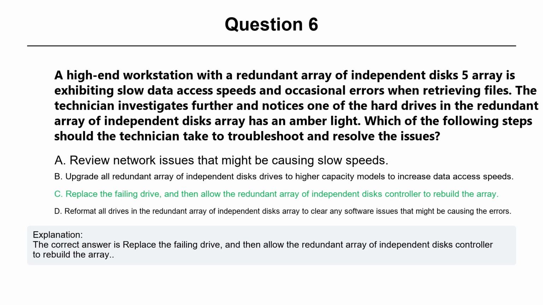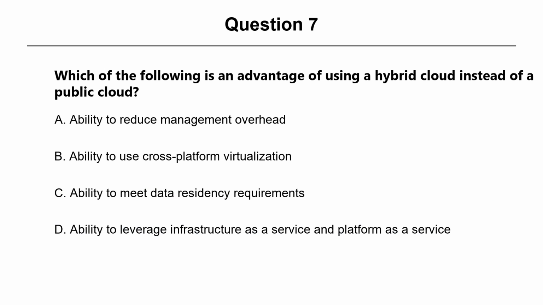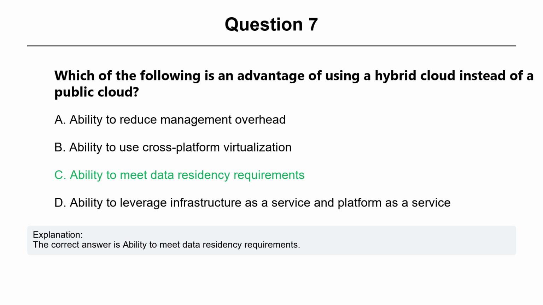Question 7. Which of the following is an advantage of using a hybrid cloud instead of a public cloud? Option A, ability to reduce management overhead. Option B, ability to use cross-platform virtualization. Option C, ability to meet data residency requirements. Option D, ability to leverage infrastructure as a service and platform as a service. The correct answer is option C, ability to meet data residency requirements.